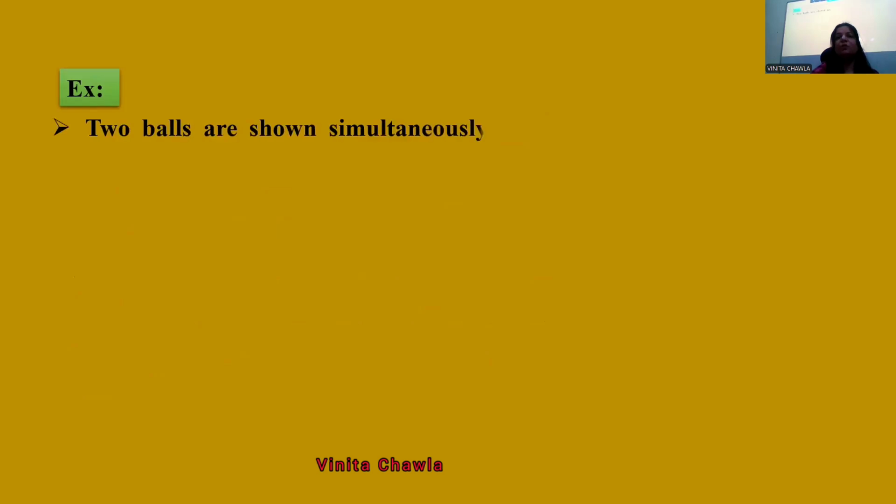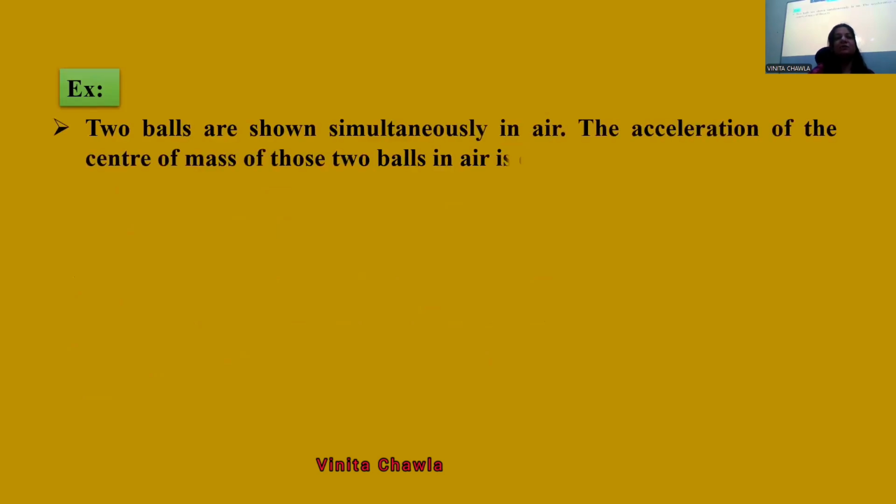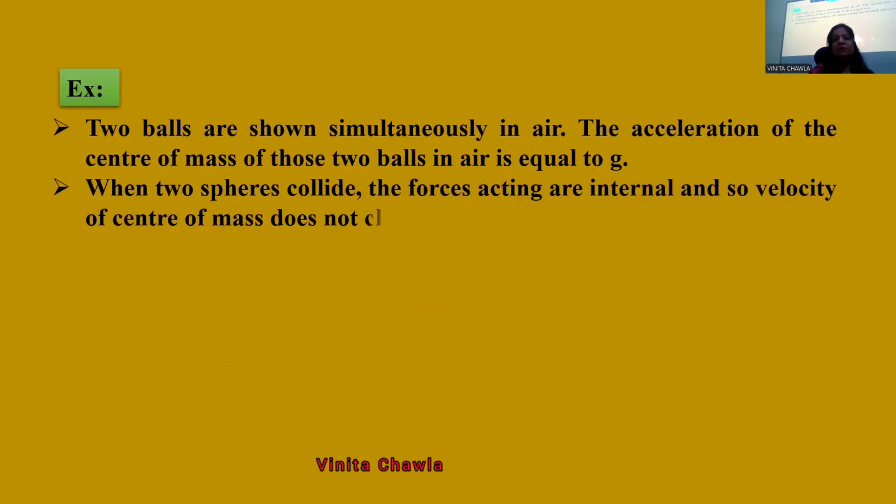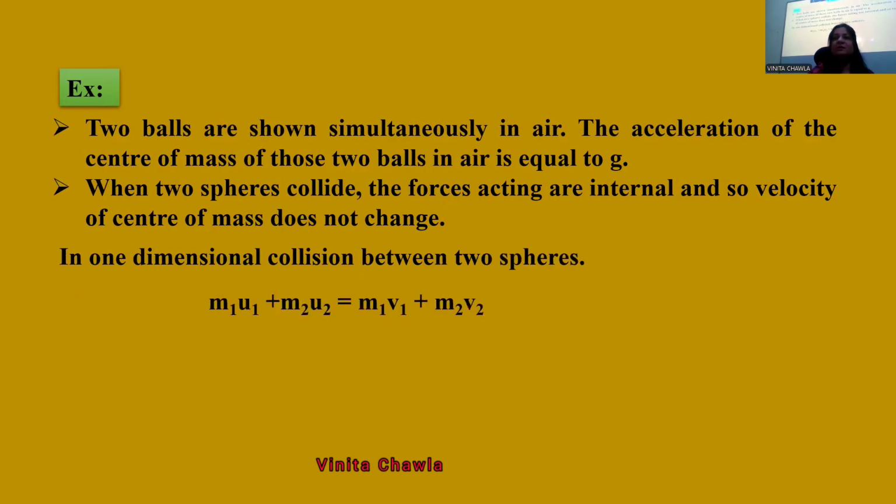For example, two balls are shown simultaneously in air. The acceleration of the center of mass of those two balls in air is equal to g. When two spheres collide, the forces acting are internal, and so the velocity of center of mass does not change. When does velocity change? When there are external forces. If there are internal forces, it does not change. Okay? In one-dimensional collision between two spheres, we write this conservation of linear momentum. Linear momentum is conserved, right? We did elastic and inelastic collision in work, energy and power; we did exactly this there. So if we divide both sides by total mass, we will get this.